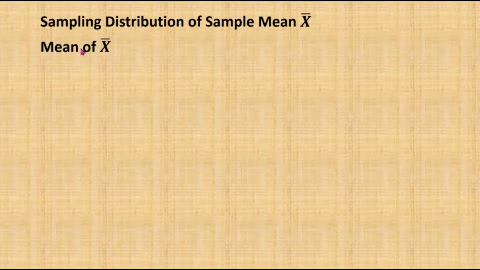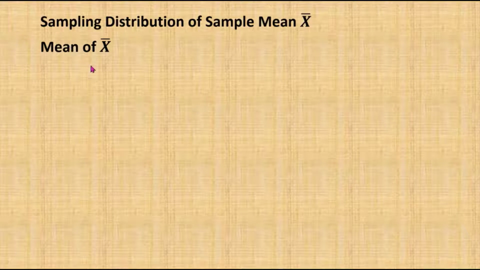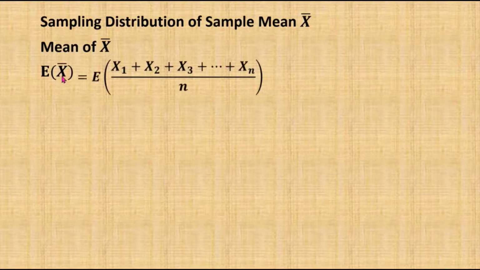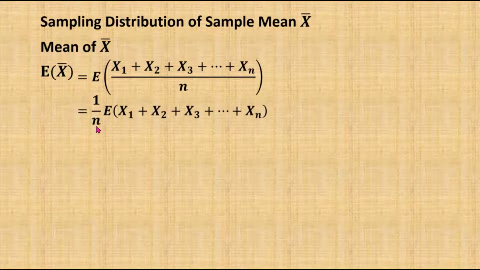First, I'm going to find the mean of this distribution, which is the mean of the sample mean. The mean of the sample mean is denoted as E(x-bar). Since x-bar is the sample mean, which is the sum of the observations divided by the sample size, I'm going to take out the constant n, where n is the sample size.